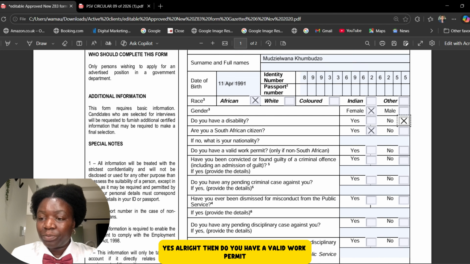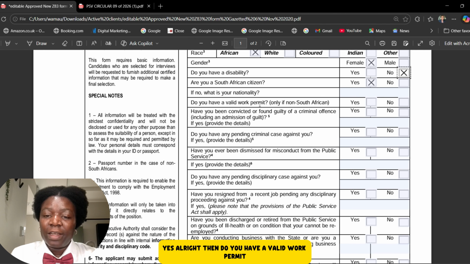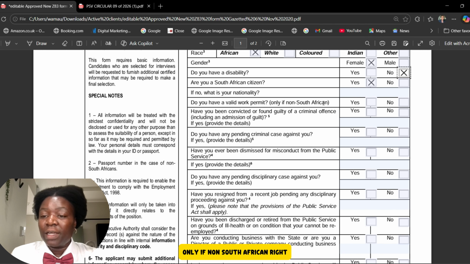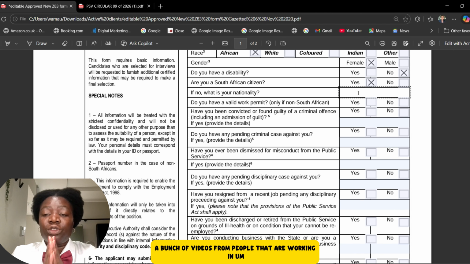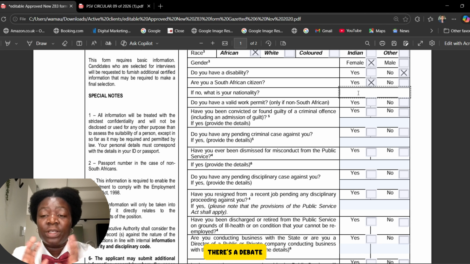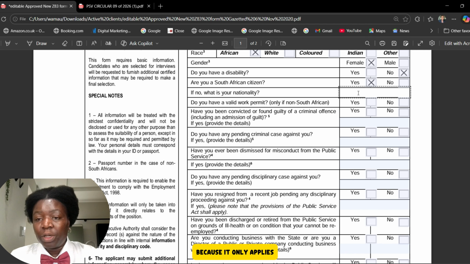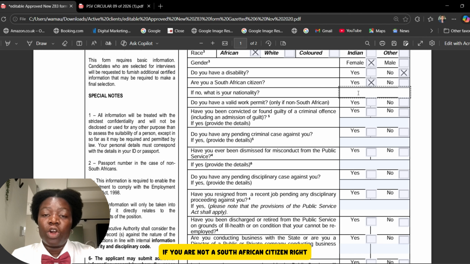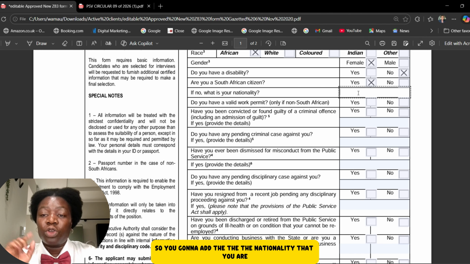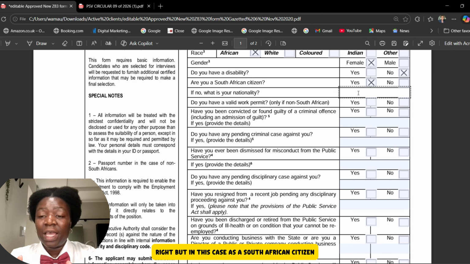Yes, right? Then, do you have a valid work permit? Only if non-South African, right? So, okay, if no, what is your nationality? So here, I've watched, guys, a bunch of videos from people that are working in recruitment for the government, right? There's a debate on whether or not you should be saying anything here. Ideally, you shouldn't, because it only applies if you are not a South African citizen, right? So you're gonna add the nationality that you are, right? But in this case, as a South African citizen, it doesn't apply to me.